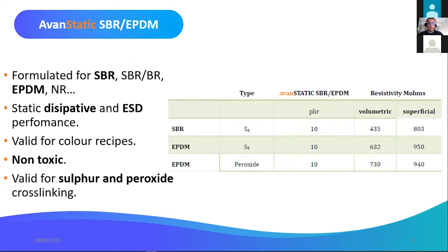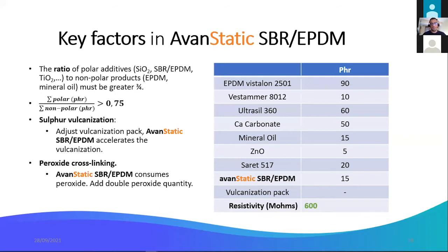Another product that I would like to focus on today is Avanstatic SBR EPDM. This product is mostly focused on non-polar, less polar rubbers like SBR, mixtures of SBR and BR, EPDM, natural rubber, and allows you also to get dissipative and ESD performance in this kind of formulation. It's a white powder, so it's valid for any color recipe, non-toxic, and it's valid for sulfur or peroxide cross-linking. And this product has some key factors that we have to keep in mind to achieve our conductive objectives.